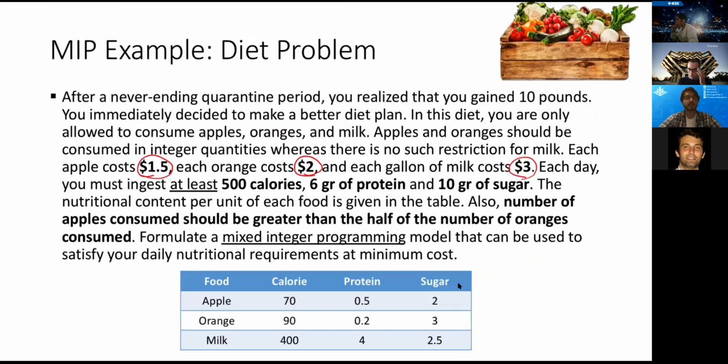So what does the statement tell us? The number of apples consumed, x1, since we already defined it, should be greater than half of the number of oranges, 0.5 x2. I wrote it the wrong way. So x1 should be greater than 0.5 x2.